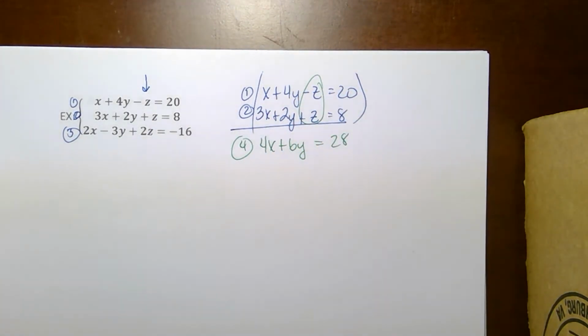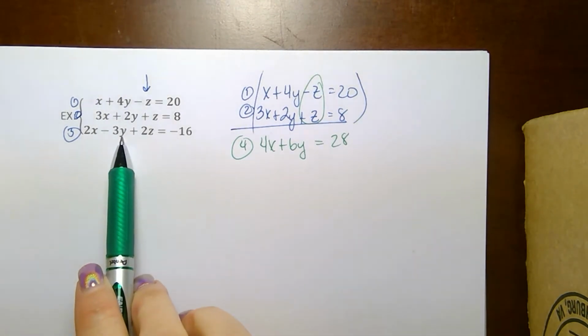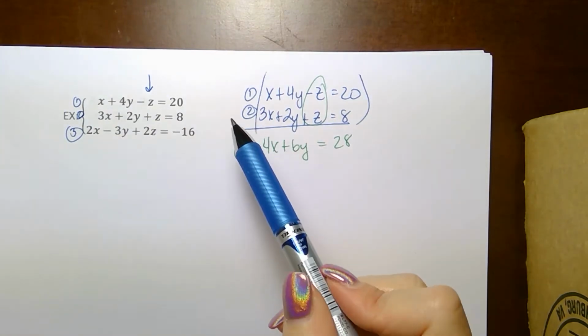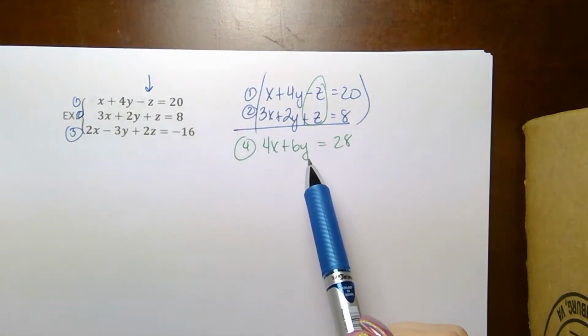Now, again, there's no magic in starting with z. I could have eliminated x. I could have eliminated y. Doesn't make any difference. You just pick a way to go. This looked like the easiest path for me, so that's the path I chose. Now, I paired 1 and 2 and eliminated y.